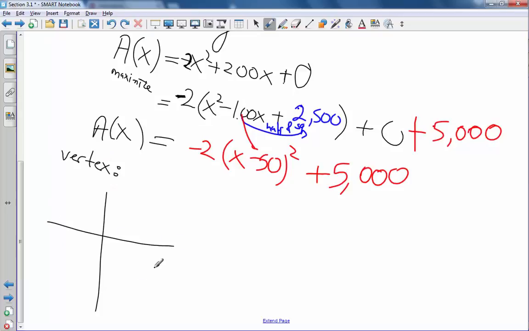Since this is upside down, downward, wherever the vertex is, you're gonna go down. So vertex coordinates are 50, 5,000. Where's 50? Let's say 50 here. 5,000 is 10 times this distance here. This is your graph. This is the maximum.